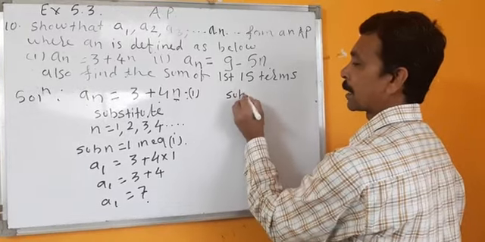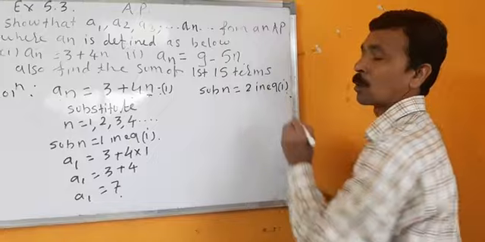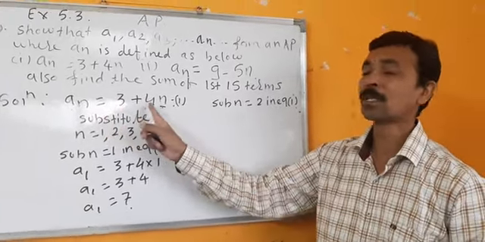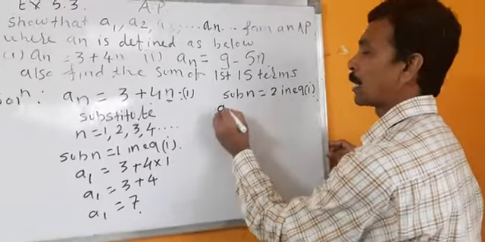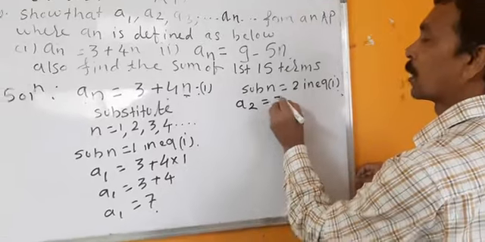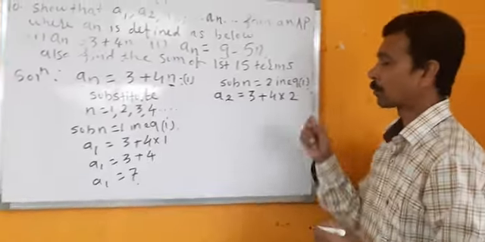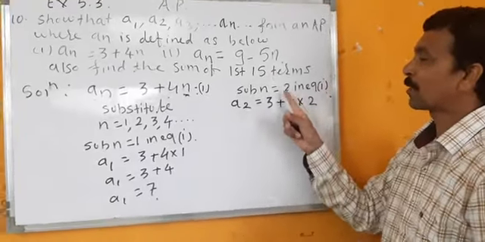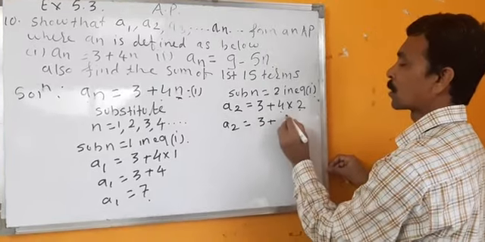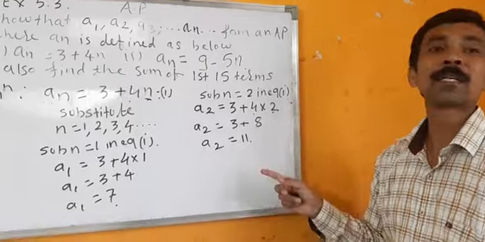Now substitute N equal to 2 in equation number 1. What is equation number 1? AN is equal to 3 plus 4N. But what is N here? 2. So it becomes A2. A2 is equal to 3 plus 4 into 2, because N is equal to 2. We have to place this value in equation number 1. A2 is equal to 3 plus 4 twos are 8. A2 is equal to 11.